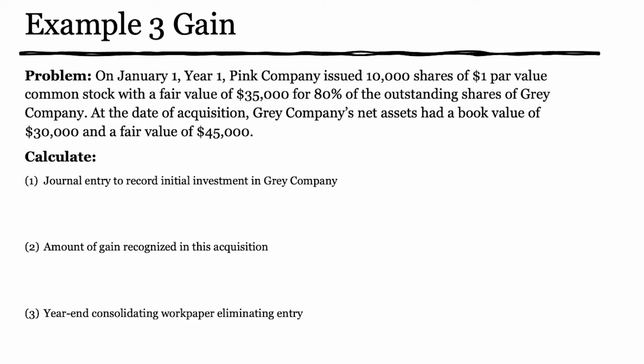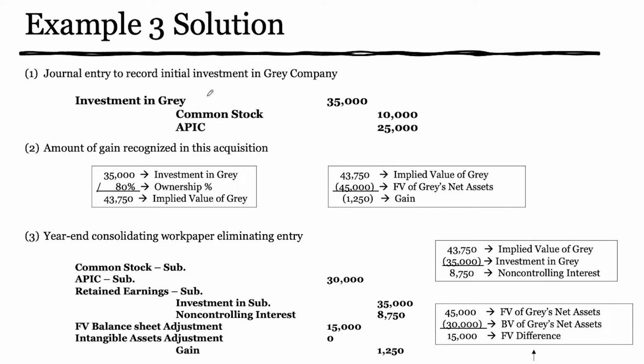1. Journal entry to record the initial investment in Gray Company. 2. Amount of gain recognized in this acquisition. And 3. Year-end consolidating work paper eliminating entry. Well, focus on number 1 here to record the initial investment. It says they issued common stock with a fair value of $35,000 for 80%, which again, anything over 50, we already know consolidation method, of the outstanding shares of Gray Company. So again, remembering journal entries, we already know that we're going to debit the investment in Gray Company for the fair value being given up for this investment at $35,000.